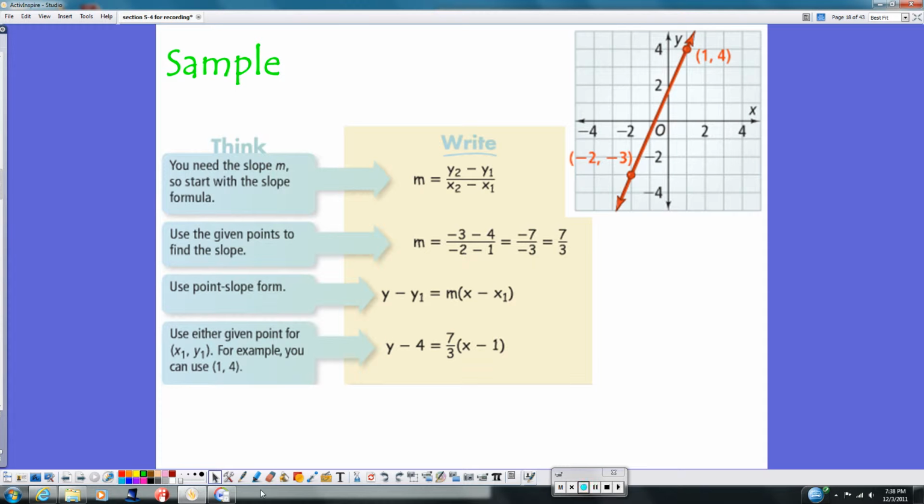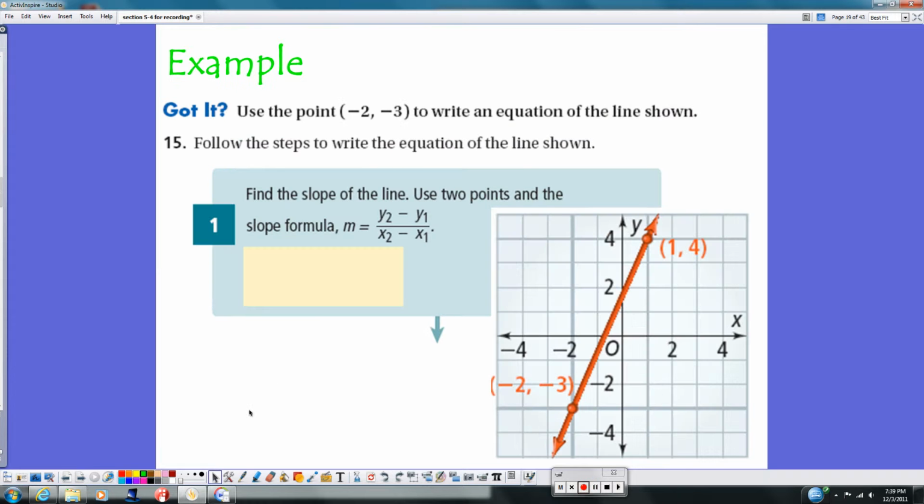Now, we're also going to have to figure out the equation of the line based on our graph. So the steps that you need to do: first, figure out your slope by using the slope formula. Use the given points to find the slope. Then, using your point-slope form, you pick one of the 2 points, it doesn't matter which one, and your slope. So one of our possible equations would be y minus 4 equals 7/3 times the quantity x minus 1. Let's take a look at this one.